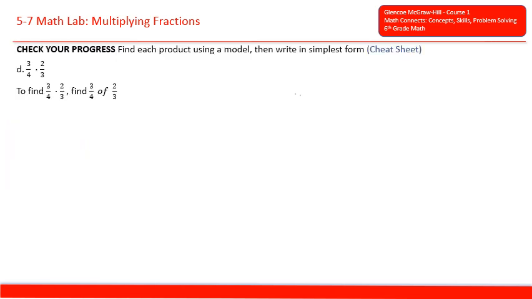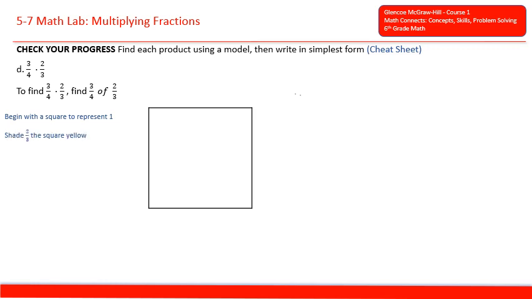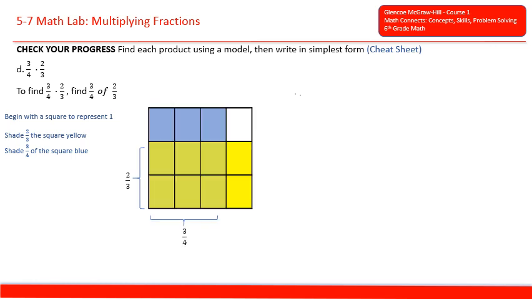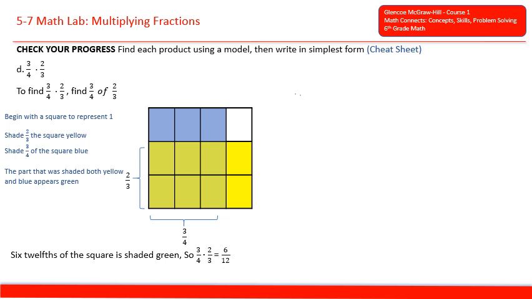3/4 times 2/3. To find 3/4 times 2/3, find 3/4 of 2/3. Begin with a square to represent 1. Shade 2/3 of the square yellow, so there's 2/3. Shade 3/4 of the square blue, 3/4 going up and down. And the part that was shaded both yellow and blue appears green. So 6/12 of the square is shaded green. So 3/4 times 2/3 equals 6/12, and we can simplify that down to 1/2.